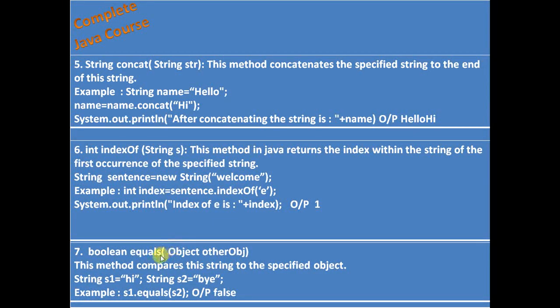Next method is boolean equals. This method compares this string to the specified string. Suppose you create two strings, s1 equal to "hi" and s2 equal to "bye". So the content of both strings is different. It will check the content, s1.equals(s2). Output will be false.